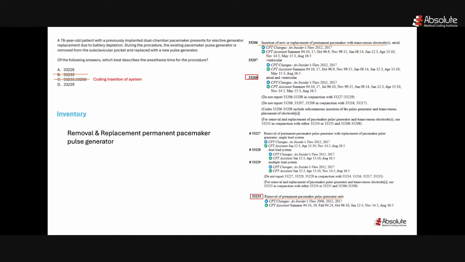Now between option A and option D, one is coding for 33228. That is for removal of the permanent pacemaker pulse generator with the replacement of a pacemaker pulse generator multiple lead system. And 33228 is coding for a dual lead system. So it's been clearly documented that the patient had a dual chamber pacemaker. There was no documentation that it's a multi-lead system, right? So that helps us eliminate option D. And as you all said, the correct answer is option A.